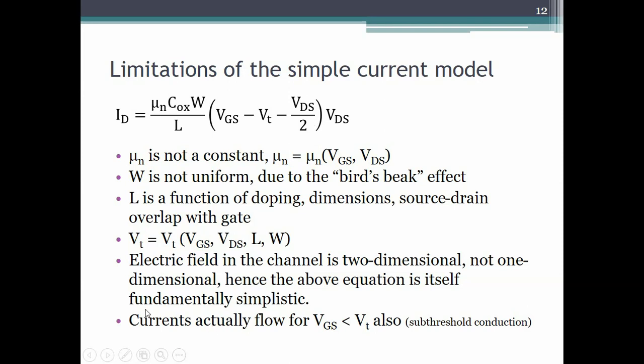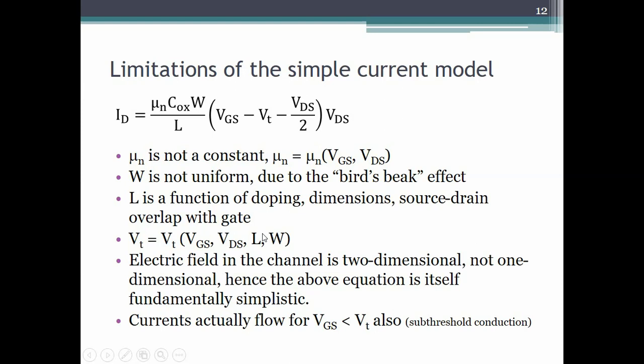As we had seen in the first lecture, currents do flow in the MOSFET even for gate source voltage less than Vt, and that is called subthreshold conduction. And this list is actually a very small list of the actual number of physical effects that occur in a MOSFET. And a good model, a good mathematical equation, must include all these effects.